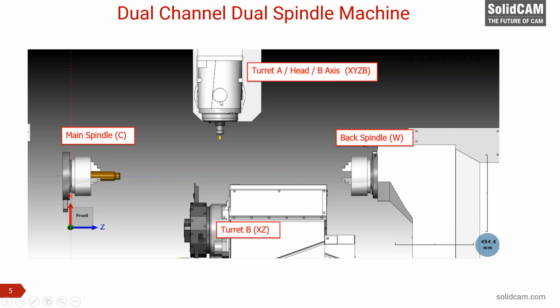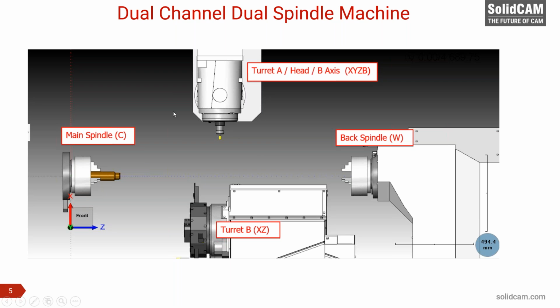Now the upper turret has 4 axes. It can move in X. As you can see, this is our Z axis and this is our X. It can move in X, it can move in Z, and also it can go front and back in Y.